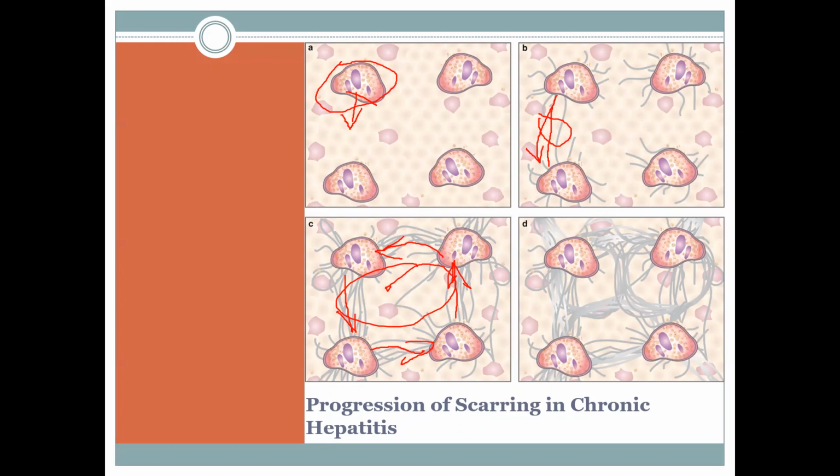As you can see here, this is an example of what you call portal to portal fibrosis. Here's an example of portal to central fibrosis, or you may see it from central to another central region, central to central fibrosis. In the end stage of the disease, you will not be able to say how the cirrhosis happened. Was it portal to portal, or was it central to central? At that stage, everything is going to be mixed up.